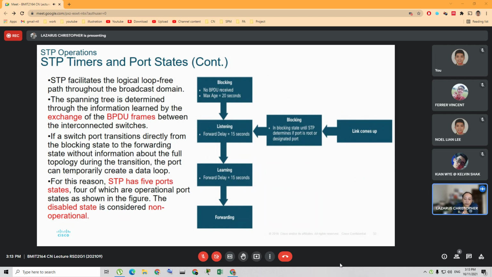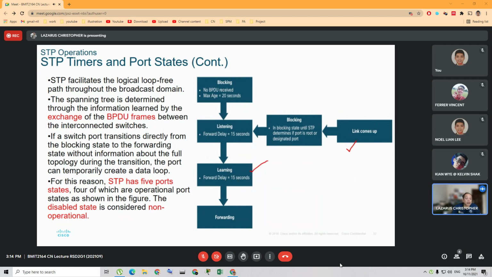So after the link turns green on your Packet Tracer, or even on your machine, the links become green because you plug in the cable, right? Then it goes into blocking until all the election for ports, root or designated port, is done. Okay, and this is the listening part. While in the listening part, it will get all the BPDUs, and then it will use the BPDUs in the learning part.